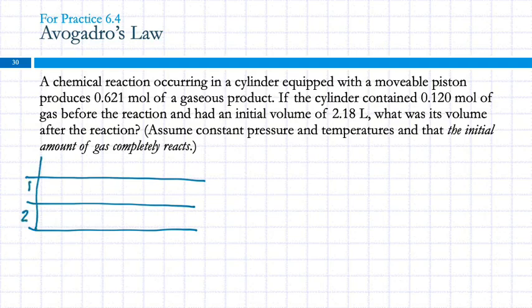So I'll have row 1 and row 2. So this produces 0.621 moles of gas. Well, I'm just going to write it here, 0.621 moles of gas. And what is the variable we use to represent moles of gas? N. If the cylinder contained 0.12 moles before the reaction, so this is another amount in moles, that needs to go in this same column.